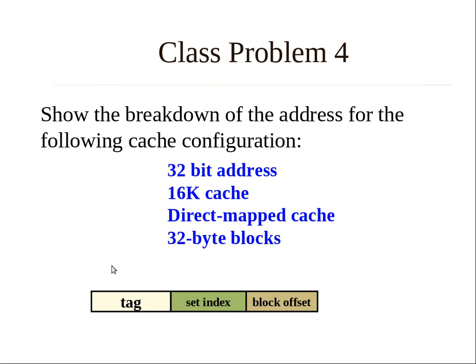1K is 2 to the 10th, 2K is 2 to the 11th, 4K is 2 to the 12th, 8K is 2 to the 13th, and 2 to the 14th is 16K. So that's 2 to the 14th, and this is 2 to the 5th. 2 to the 14th divided by 2 to the 5th is 2 to the 9th, which means you have 9 bits for your set index. The block offset is 5, so that means this is 13. So 32 minus 13 leaves 19 for the tag.